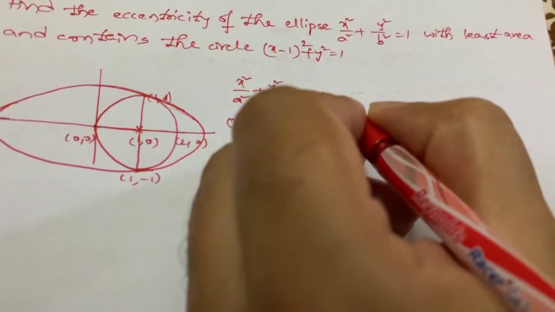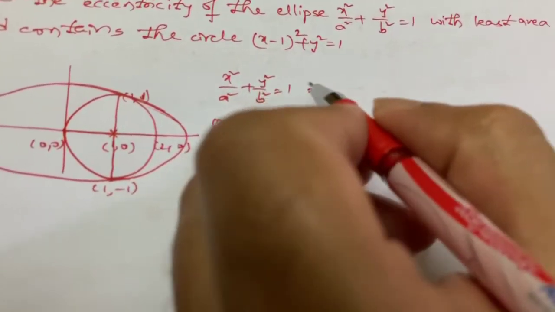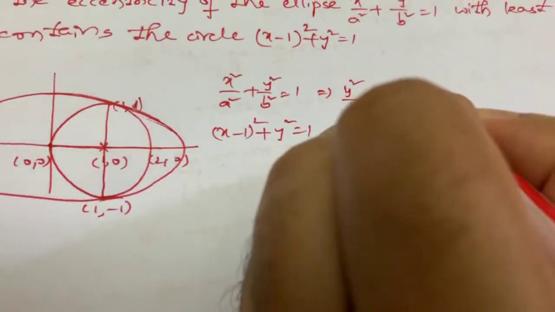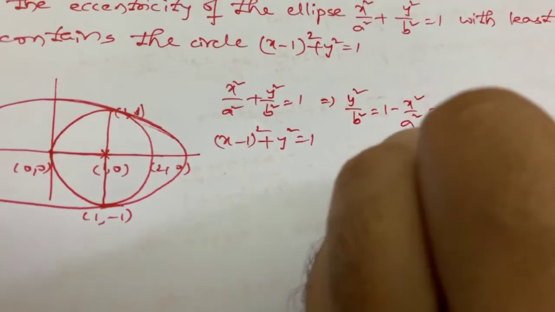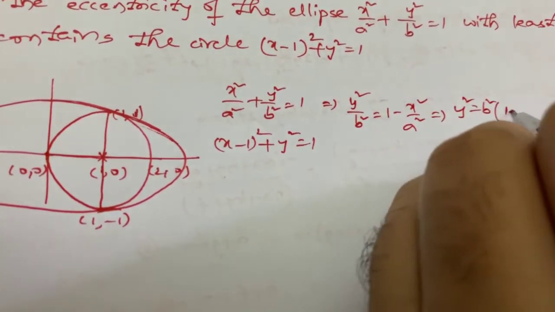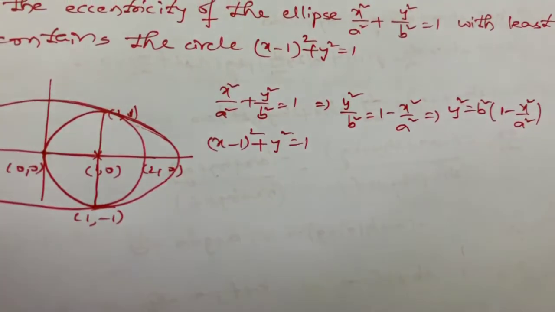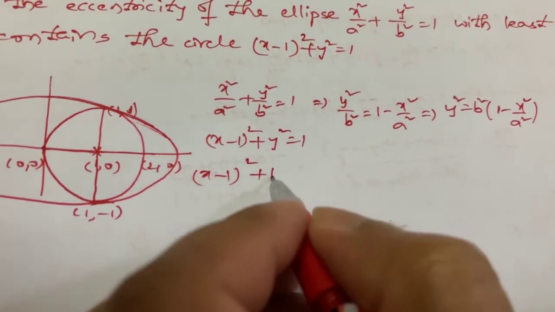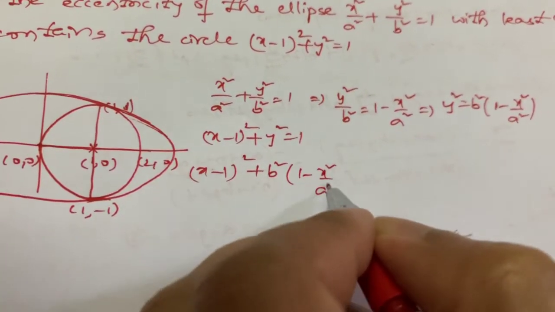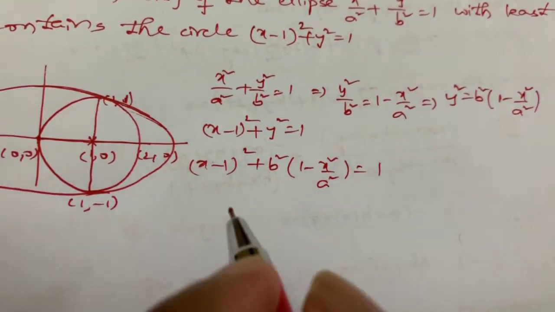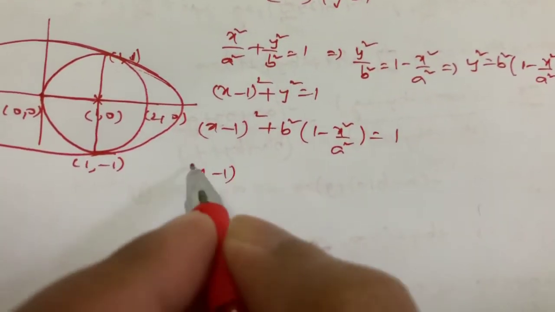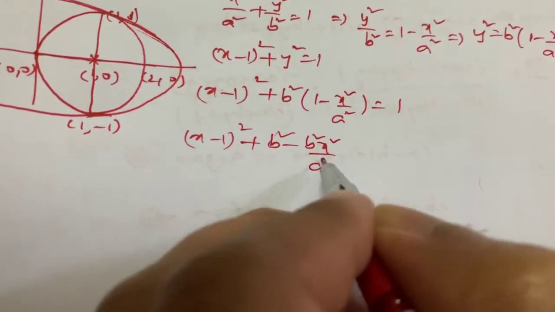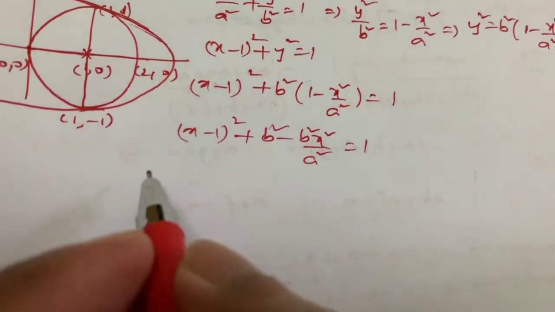So here I'll try to find y². So y²/b² is equal to 1 − x²/a². So y² is equal to b²(1 − x²/a²). So substitute it here. So (x − 1)² + b²(1 − x²/a²) = 1. So this is (x − 1)² + b² − b²x²/a² = 1.